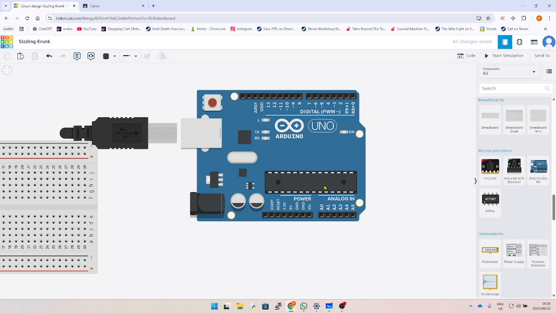What generation of Uno is this if it's an ATmega328P? Revision 3. Oh, okay, so that's what the R3 means. Yes, revision 3.